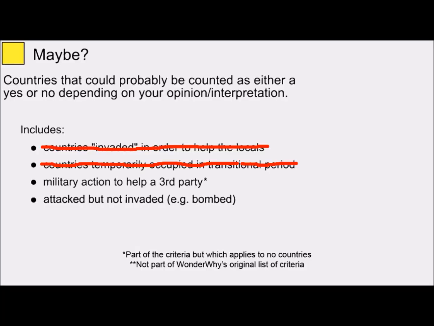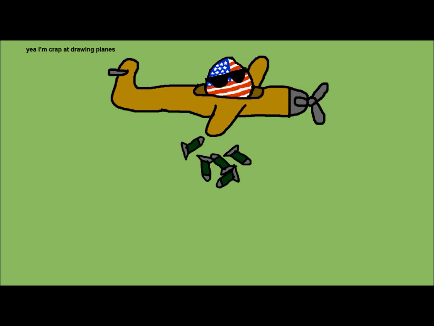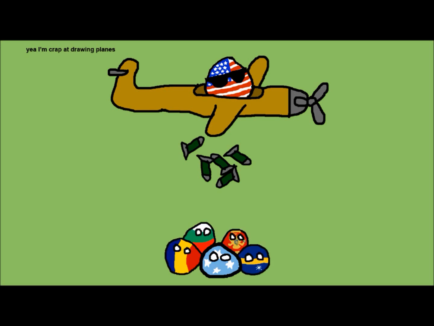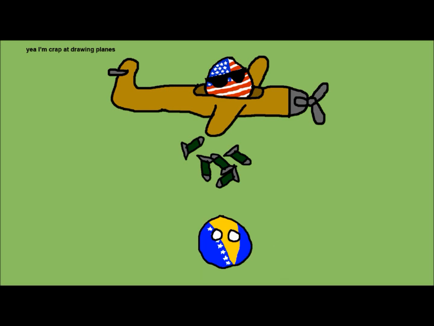This category also includes countries that were attacked but not invaded. Like before, most of these examples come from World War II, when we bombed a few countries while under Axis control. These countries are Micronesia, Romania, Nauru, Bulgaria, Montenegro, Slovakia, and Czechia. America also bombed Bosnia and Herzegovina during the Bosnian War.